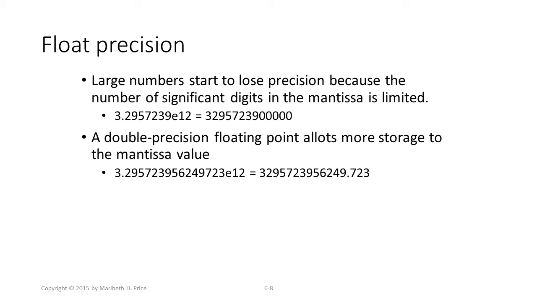Floating precision: large numbers start to lose precision because the number of significant digits in the mantissa is limited. So when you have a really big number, even though you have a lot of decimals, you end up with a bunch of zeros at the end. If you go to double precision floating point, like we mentioned earlier, you have many more digits in the mantissa, which allows you to have much more accurate, larger numbers.